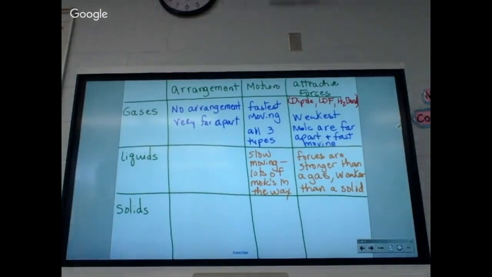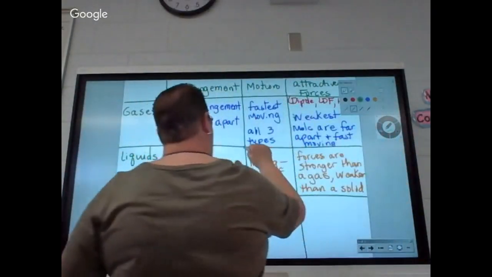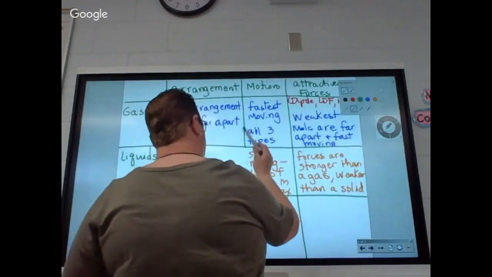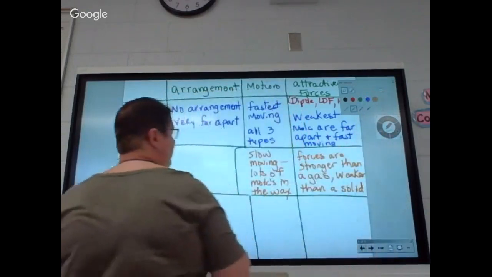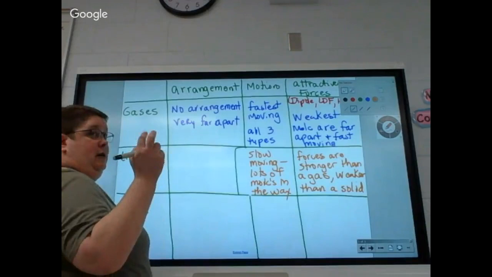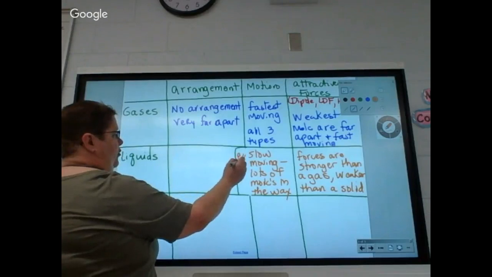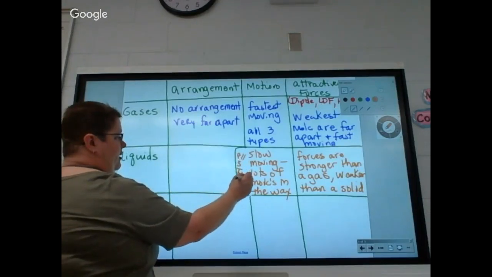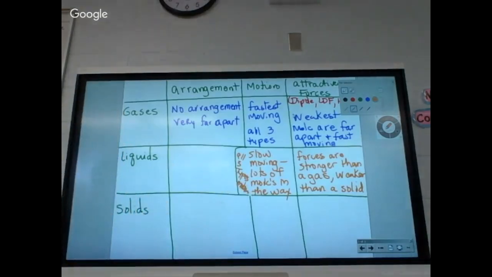Think of the main hall when there's a lot of people there. Think of it like after a fight or a fire drill and you're trying to get up and down the hallway. Now, what kind of motion does a liquid have? Does it have any other kind? It vibrates? Translates? Yeah. Okay. All three types of motion.